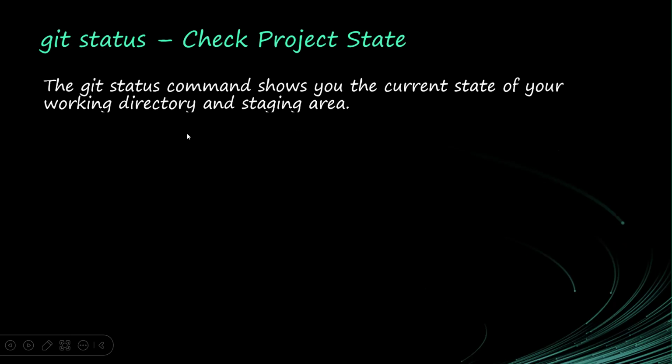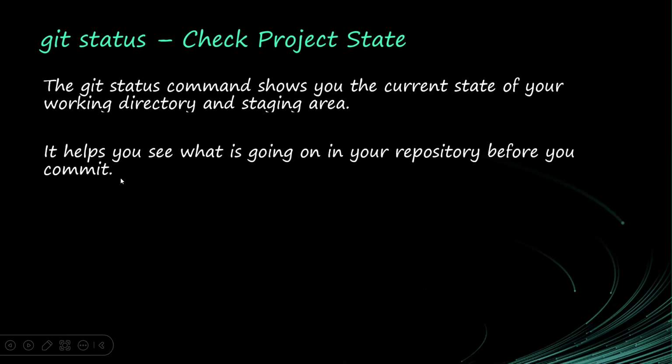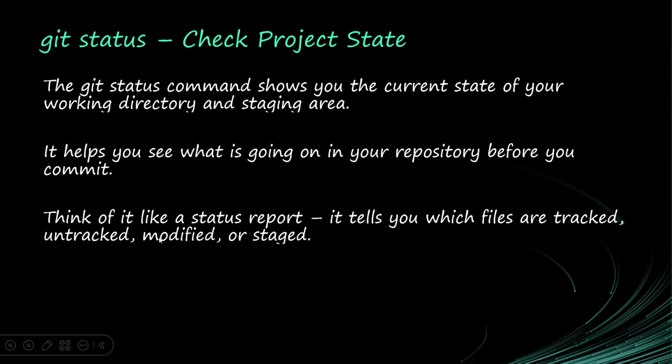All right, so we have already seen git status. I've already shown you git status. The git status command shows you the current state of your working directory and your staging area. It helps you see what is going on in your repository before you commit. Think of it like a status report. It tells you which files are tracked, untracked, modified, and staged.